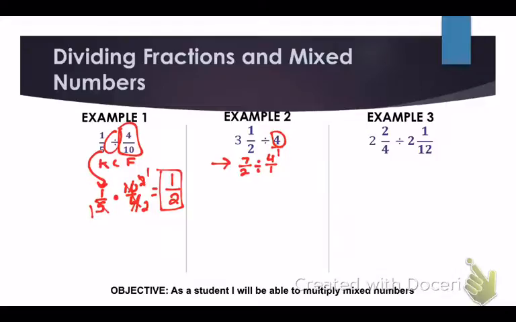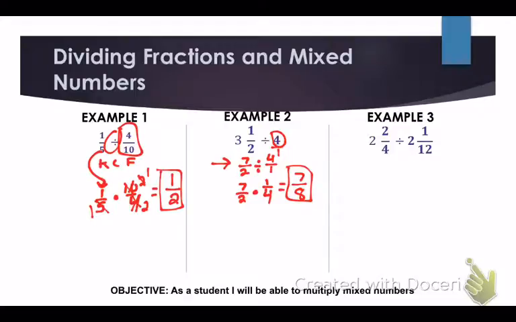Now we're going to keep, change, flip, which means 7 over 2 times, because we changed it, 1 over 4. At this time, we pre-simplify if possible. Unfortunately, there's nothing we can pre-simplify. So we multiply straight across, which gives 7 times 1 is 7, and 2 times 4 is 8, and I know those are simplified because they are in counting order, so 7/8 is our answer.